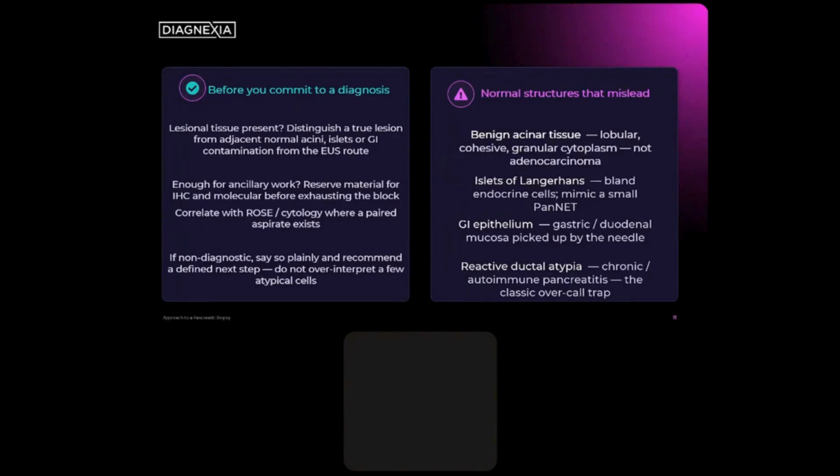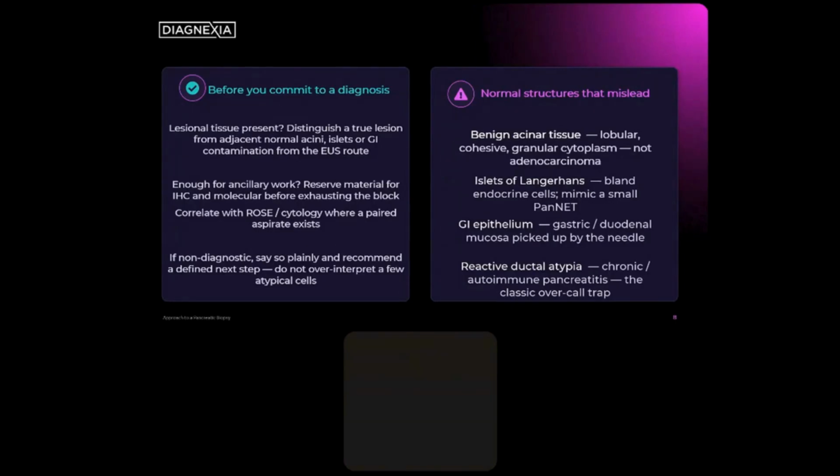Distinguish a true lesion from adjacent normal acini, which sometimes, when limited material is present, can look funny. Islets in isolation can look a bit worrisome. And just remember that because of the technique of endoscopic ultrasound and the needle passing through, you can get duodenal tissue sometimes in the sample. So just be aware and don't make the error of saying it's an adenocarcinoma whilst it may be normal surface duodenal tissue. Again, small fragments of it. So in isolation, these can be misconstrued, and it's important to be aware of it.